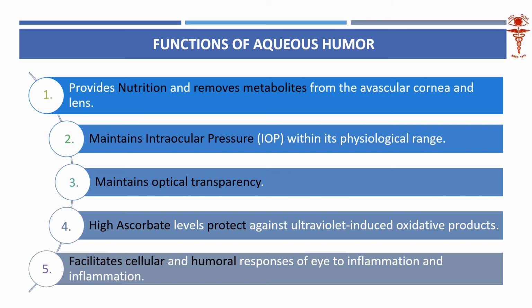Similarly, if there is inflammation of the eye, then the cellular and humoral immunity needs to enter the aqueous anterior chamber. Aqueous is a vehicle for all these inflammatory mediators also. So these are the wonderful 5 to 6 functions which aqueous humor does.